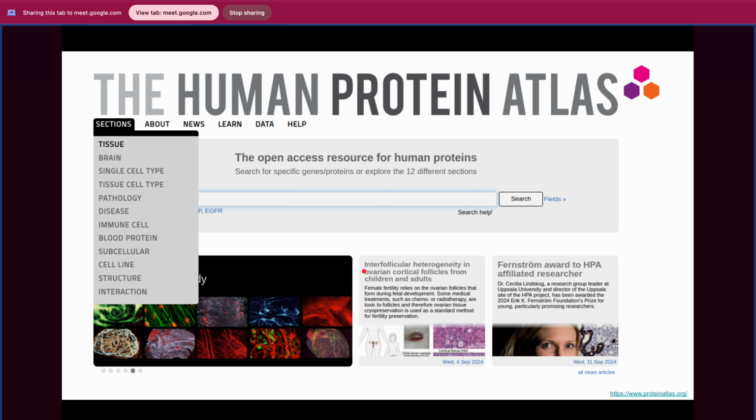Yeah, so now let's begin. So this is the home page. This is a small section so that you can see it clearly. So whenever you go to the Human Protein Atlas, you can follow this link and you will be taken to this particular page. So there will be 12 sections which will be mentioned on the left side.